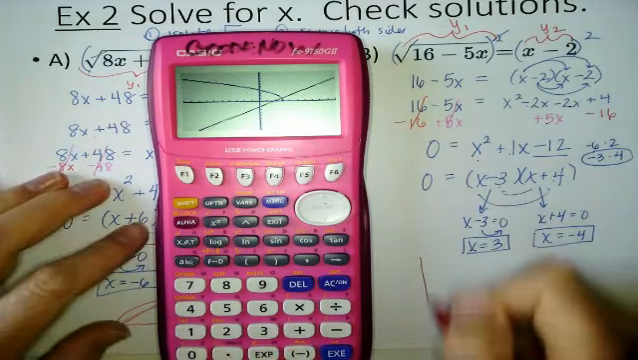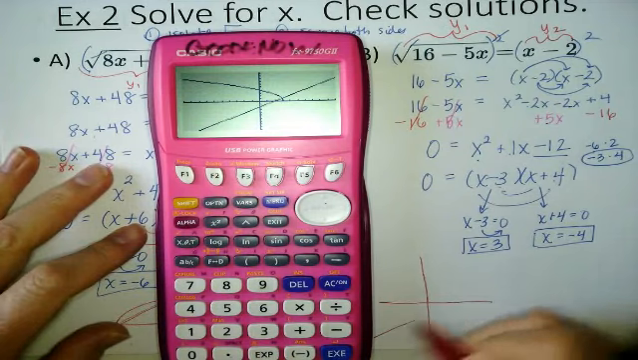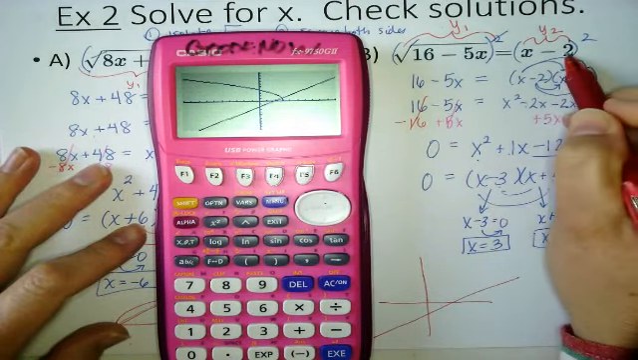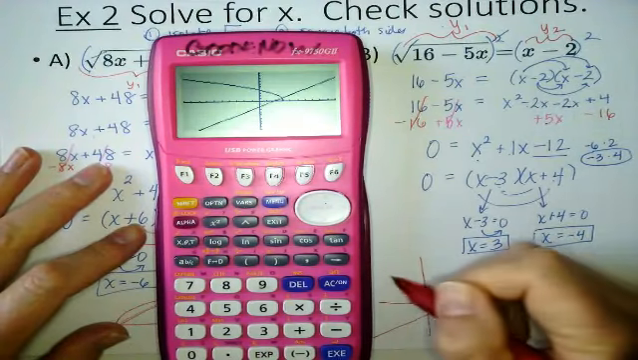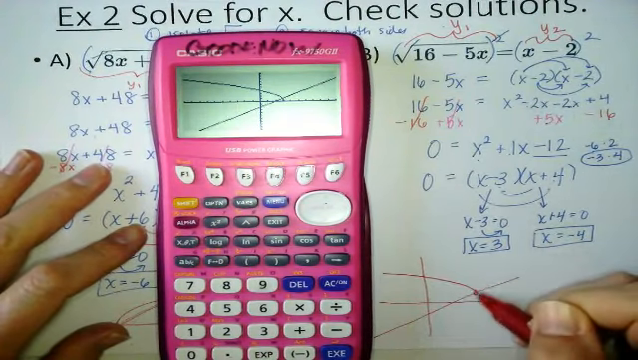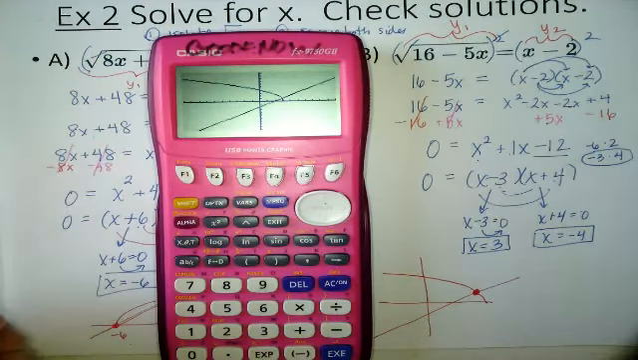And so again, we see, this one's kind of interesting. I see my line. That's the x minus 2 line. And then this little swoop sort of shape. But look, it looks like they're only intersecting at one place. That's interesting. So I want to go to the table and just verify where that is.